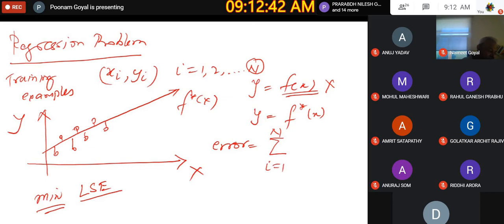What should I write in front of the summation? Think about it. yi minus y, whole square. So what is y? What is this line? This is f star x, right? So what should be the expression inside this?